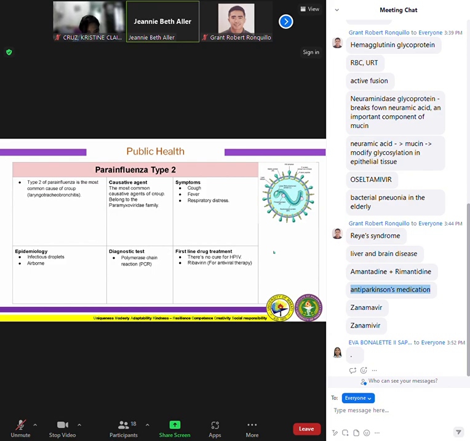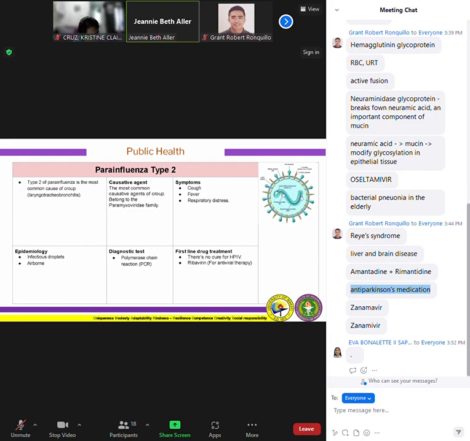So parainfluenza type 2 is the most common cause of croup of laryngotracheobronchitis. The symptoms include cough, fever, and respiratory distress. It causes a serious cytopathic effect or CPE in the induction of syncytia. Parainfluenza viruses multiply slowly. And the causative agent, same with parainfluenza type 1, the most common causative agent of croup belongs to the Paramyxoviridae family. The symptoms are cough, fever, and respiratory distress.